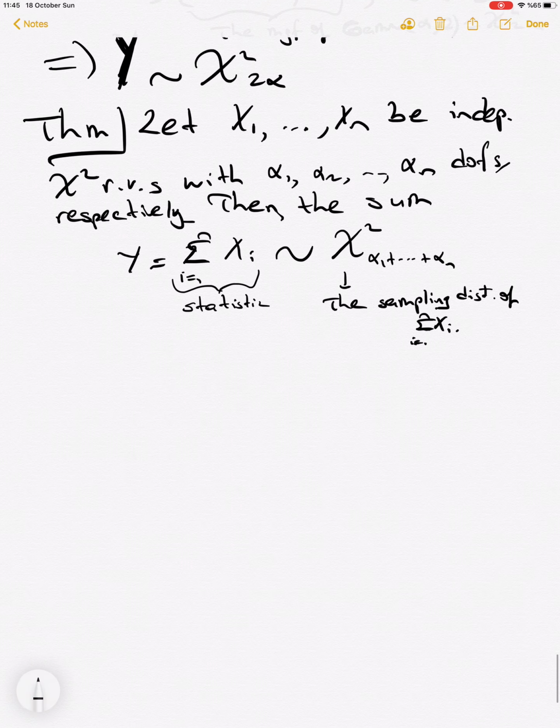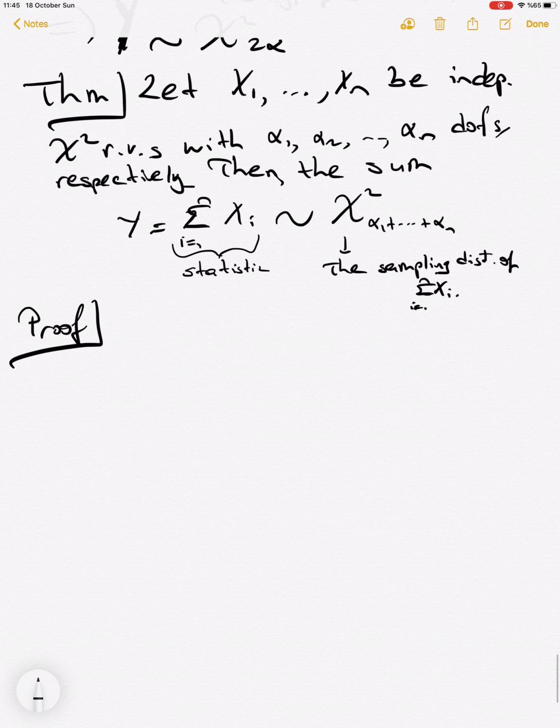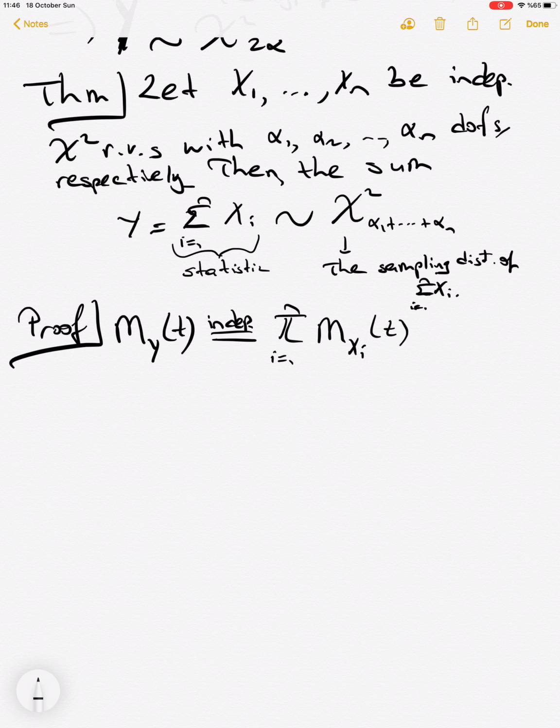Let's prove it again using the moment generating function approach. It will be very easy. You will see how easy it is. But you have to know the moment generating function form of the gamma distribution to be able to do it easily. So the moment generating function of Y at t. If you remember the properties of moment generating functions under independence, we have the multiplication of each random variable's MGF. You have to remember this property to be able to solve it easily.